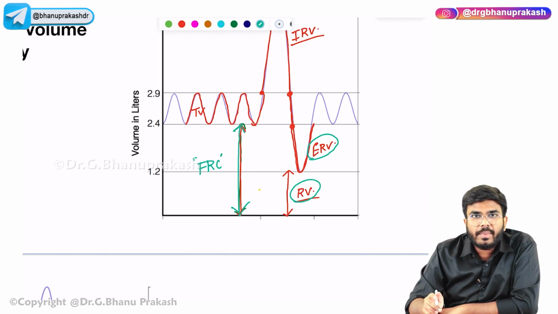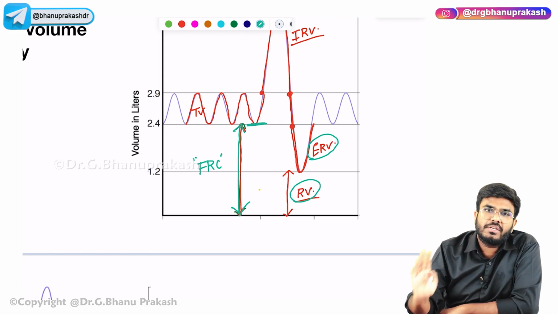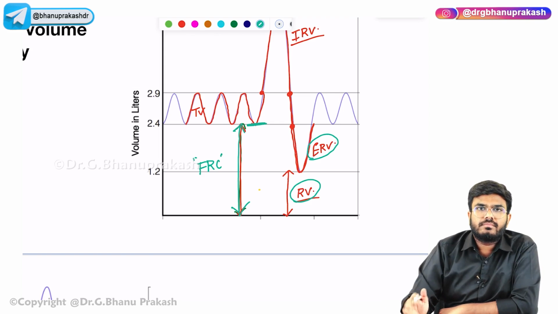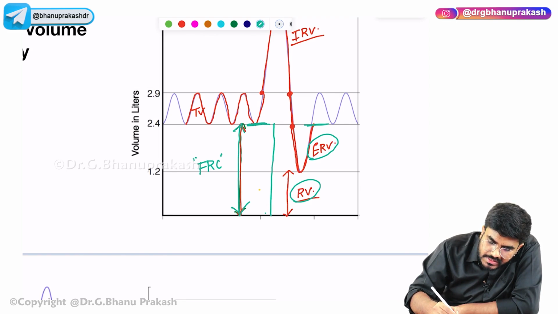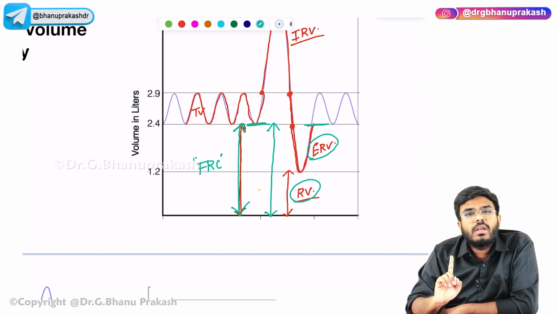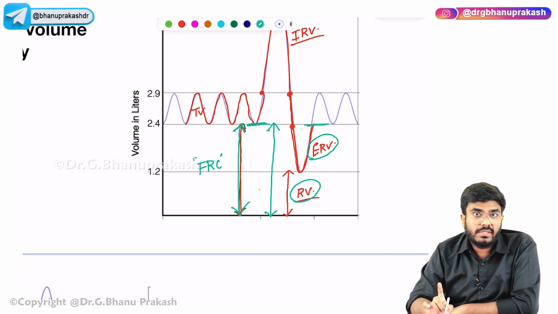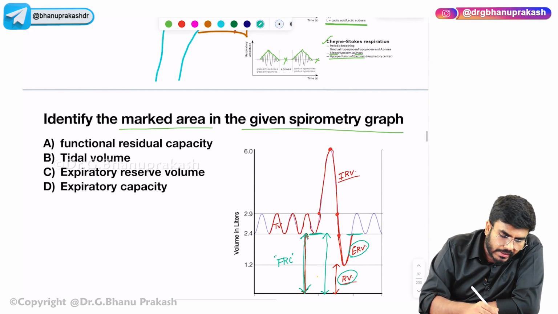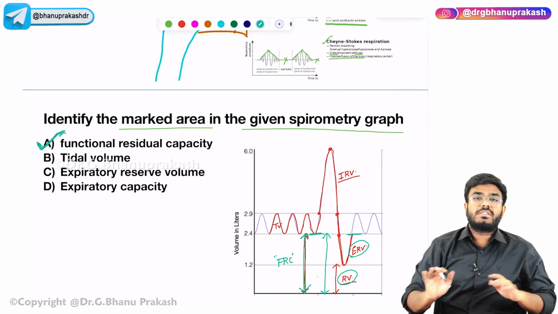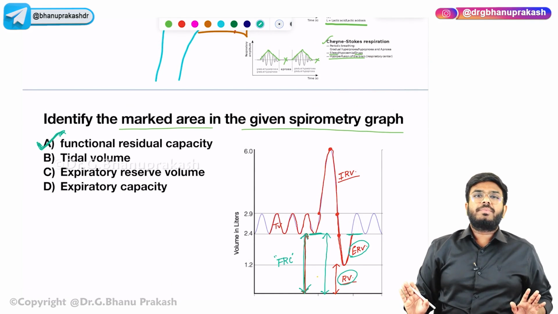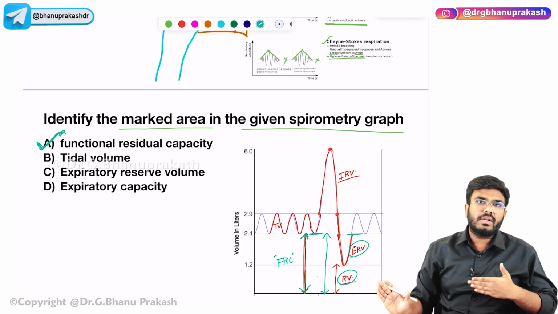So what is functional residual capacity? After quiet expiration, after normal expiration, how much air is present in your lungs? That is functional residual capacity. So here the marked area is the functional residual capacity. The resting lung operates at this level when you are at rest, not inspiring, not expiring. Inspiration, expiration completed, you are at rest. How much air is there in your lungs? Functional residual capacity.